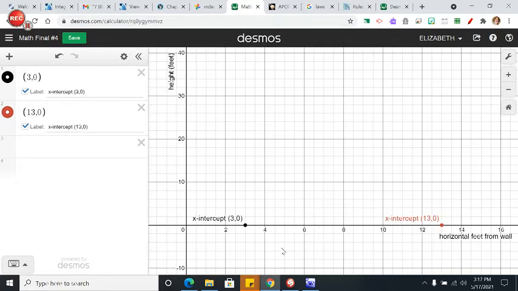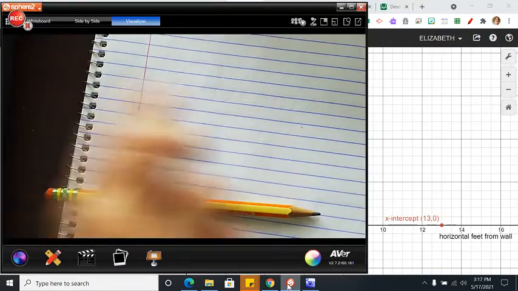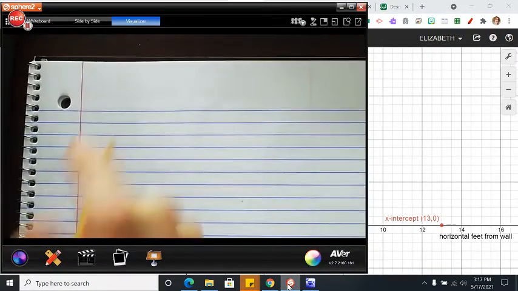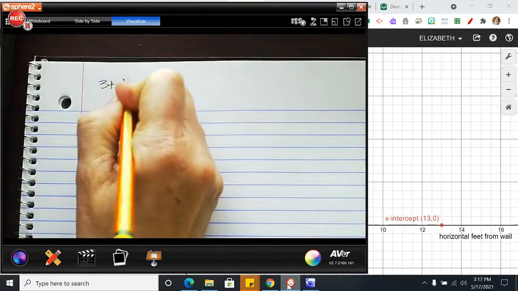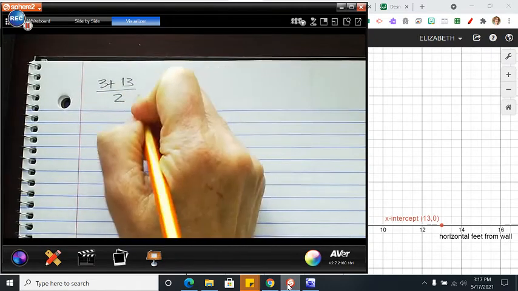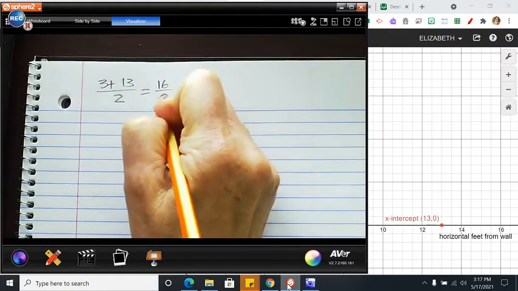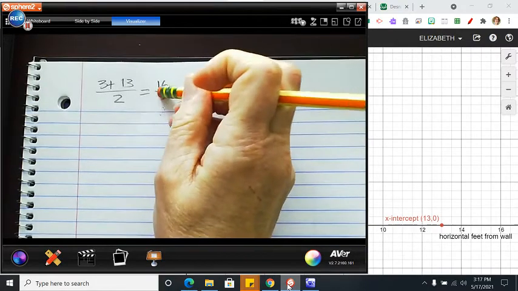Now, you might be looking at yours and saying, I don't know where the middle is. Okay, just take your two x-intercepts and add them together, divide by 2, average them together. So for me, that gives me 16 divided by 2, which would be 8.